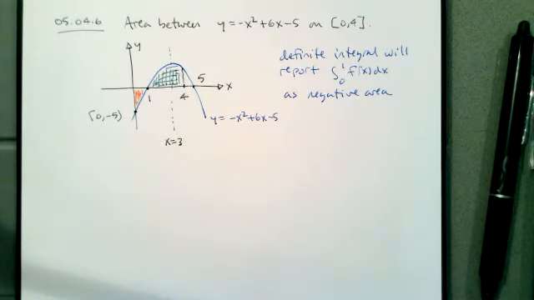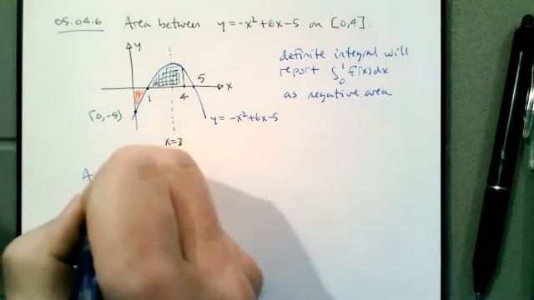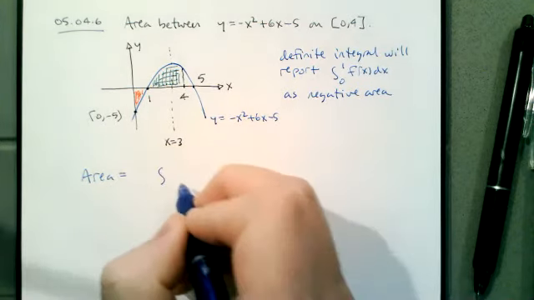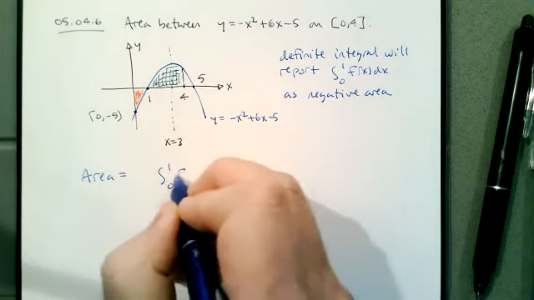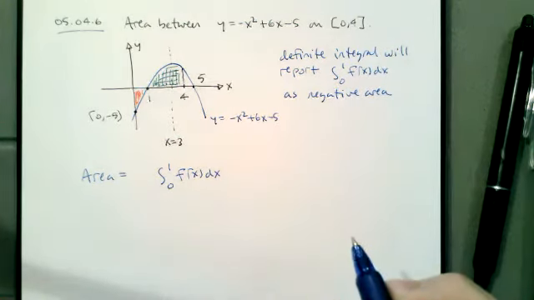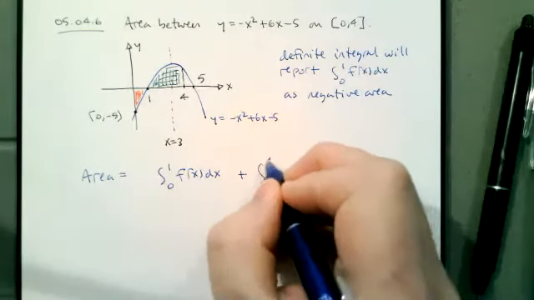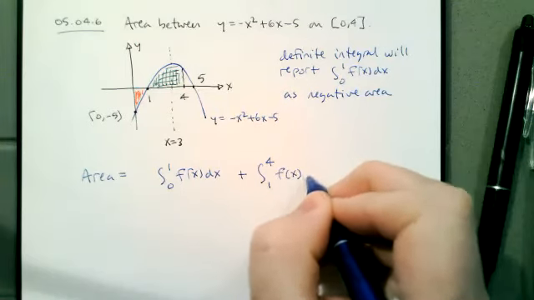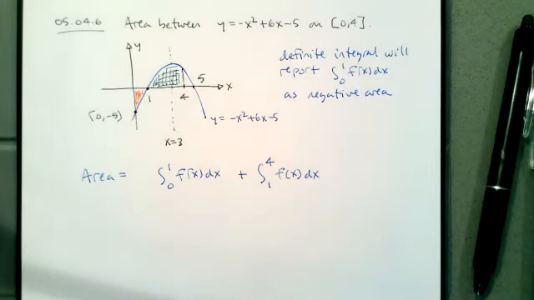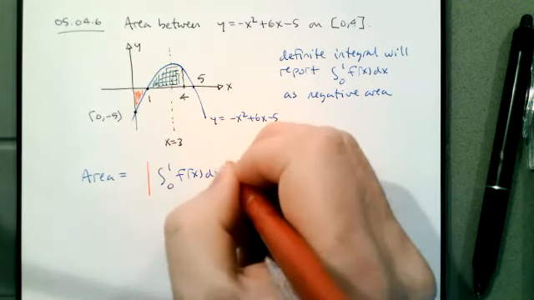So the total area that we want, we're going to integrate separately from 0 to 1 of f of x dx. And then we're going to change the sign because it's negative. And then we're going to add the integral from 1 to 4 of f of x dx, which we'll keep, because that area, the definite integral, we'll call that positive. So we have to change the sign of this area.